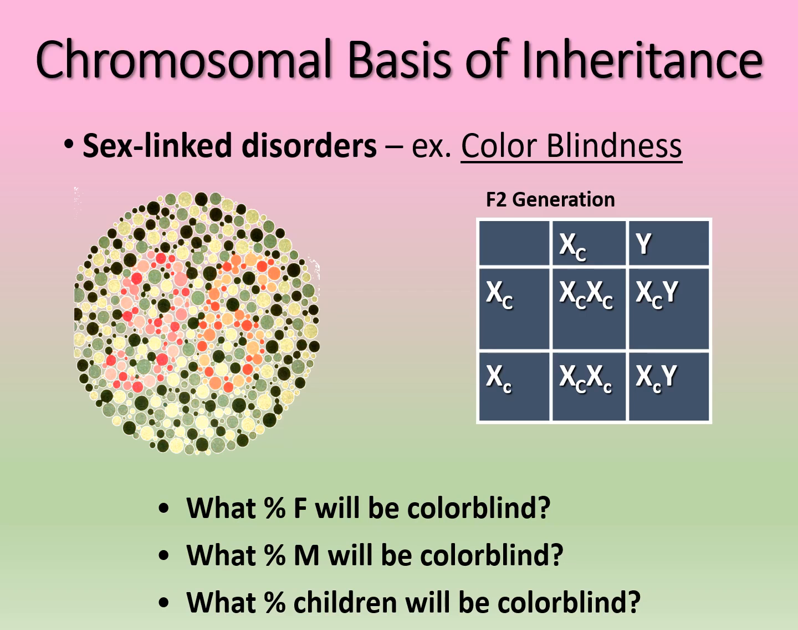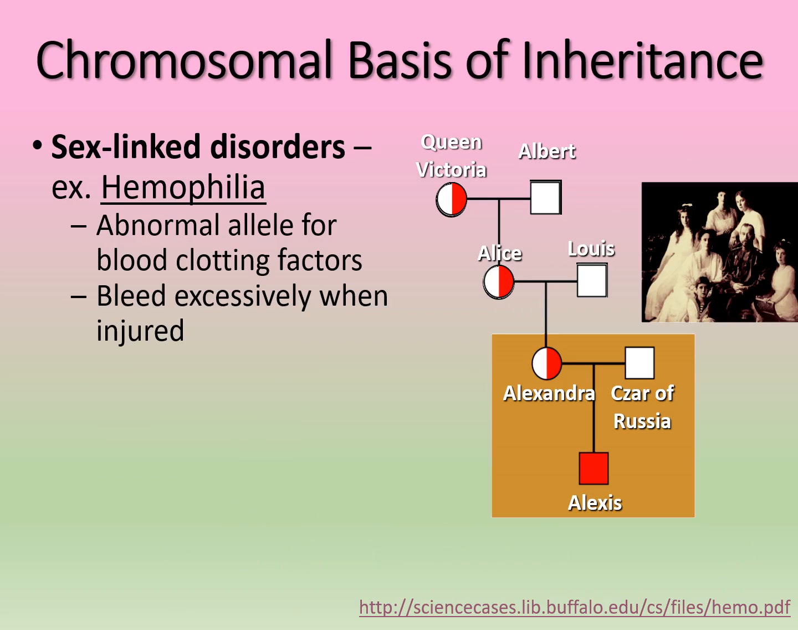So if we look at what the percentages are, what percent of females will be colorblind? 0, right? We said 0. They're both not colorblind. Now, what percent of males will be colorblind? We said 1 of 2, right? So 50% will be colorblind. Now, what percent of all the children will be colorblind? And that's 1 in 4, right? Or 25%. So here are the answers, right? 0, 50, and 25%.